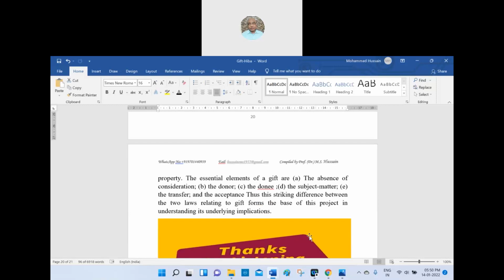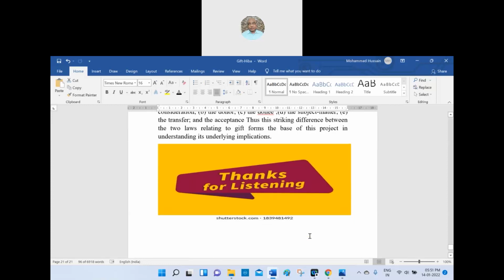The essential elements of the gift are: number one, the absence of consideration; number two, the donor; number three, the donee; number four, the subject matter; number five, the transfer and the acceptance. The striking difference between the two laws relating to gift forms and measure is its implication. So thanks for listening, for your patience in listening.